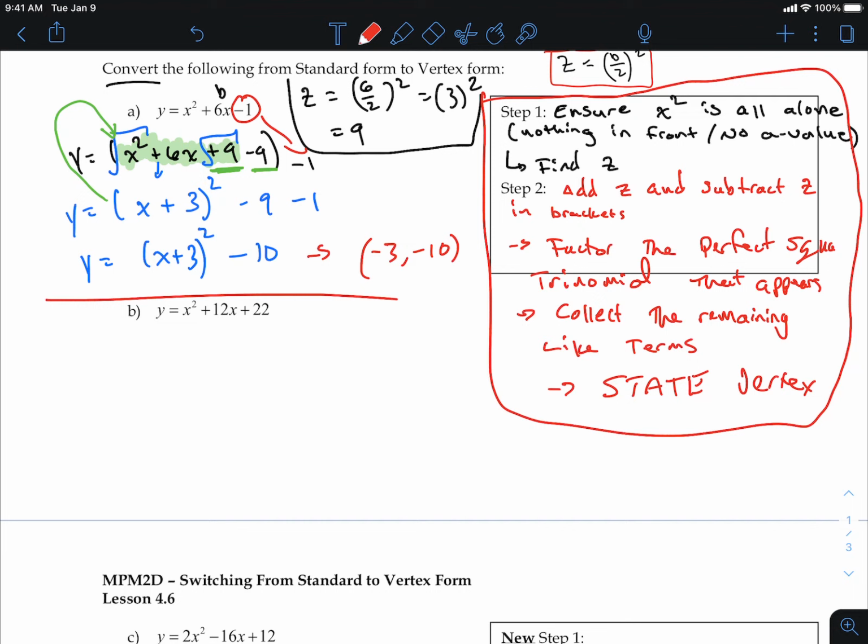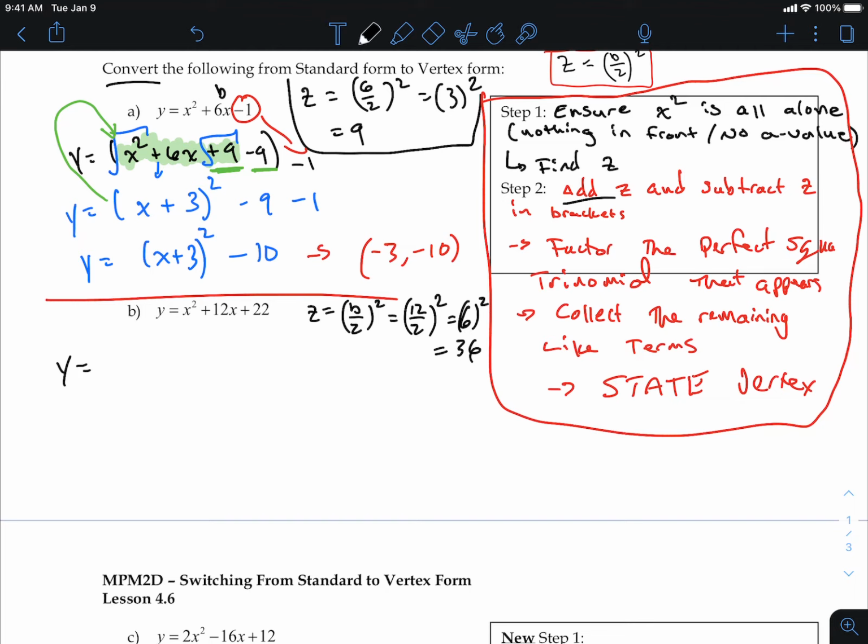What's the first step? This is good practice. Is it Z? No, it's making sure that the number out front is 1. Is it 1? Yes, okay, so let's find Z now. What's Z? Z is equal to B divided by 2 squared. B is 12, divided by 2 is 6, squared, not cubed. It's 36. What's the next step? Add Z and subtract it inside of some brackets. Okay, you're going to throw the number away to the end.